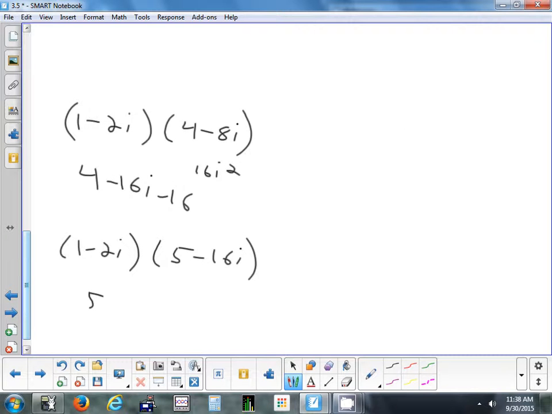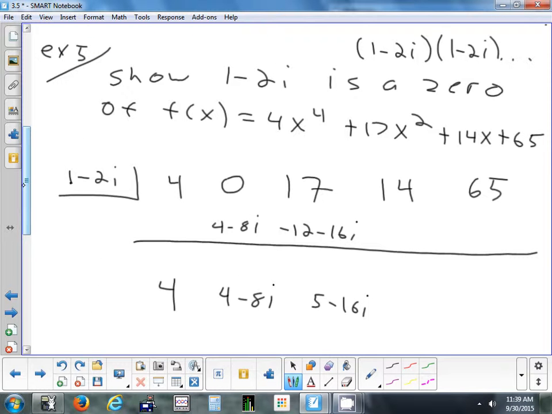All right, so 1 times 5 is 5. What's negative 16 minus 10? Negative 26. Negative 2 times negative 16? 32. 32. i squared? Negative 32. What's 5 minus 32? Negative 27 minus 26i. Let's go.